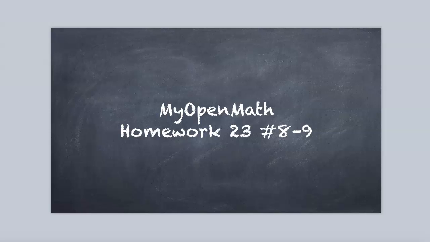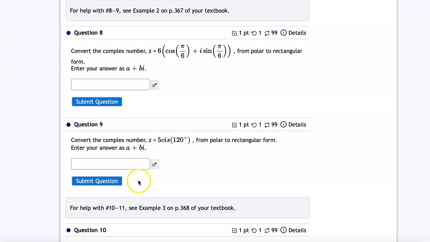So let's look at questions 8 and 9 now on My Open Math. So here we have this complex number written in polar form or trigonometric form. Remember that polar form and trigonometric form are the same thing. In this case, they're using radians, but whether you use radians or degrees, it doesn't matter. We just need to change this to the a plus bi form. So the first thing we want to do is rewrite this, replacing cosine of pi over 6 and sine of pi over 6 with the values from the unit circle.